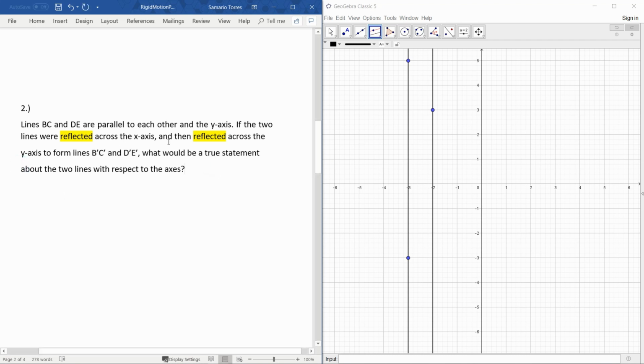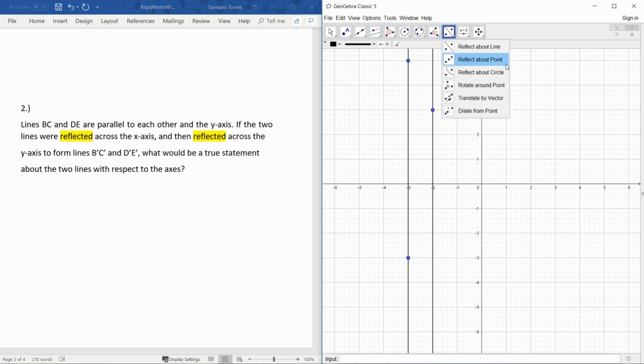So let's see. Here's BC and here's DE. The first thing they say is they were reflected across the x. So let's go ahead and reflect these lines across the x. If we reflect this about the x-axis, you're going to see nothing changes, because you're taking a vertical line and reflecting it over the x-axis, but it's just going to be the same exact line. It's not going to go anywhere. It's like taking a stick and flipping it over the x. It's still going to be just like that.